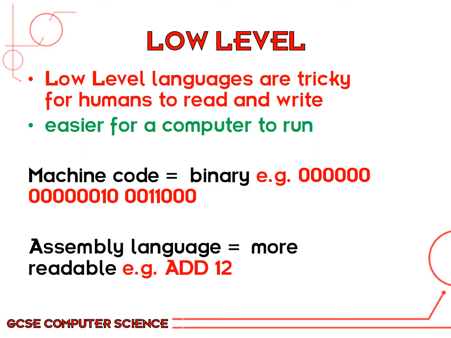Low-level languages are very difficult for humans to read and write. They're much easier for a computer to run. Machine code is basically strings of binary, and assembly language is much more readable for us, but it's very simple instructions.